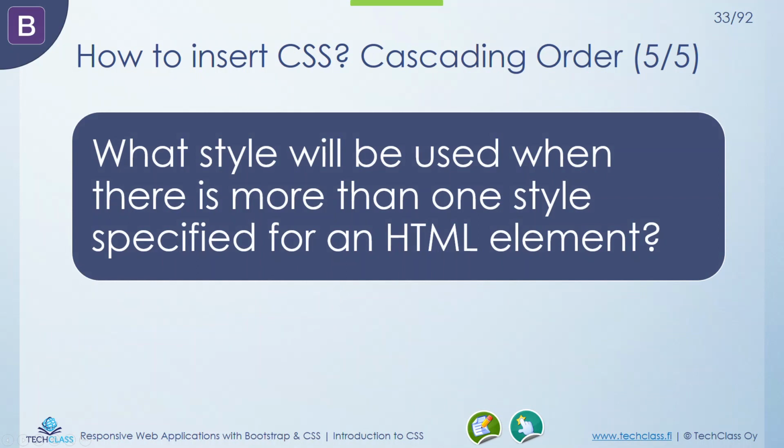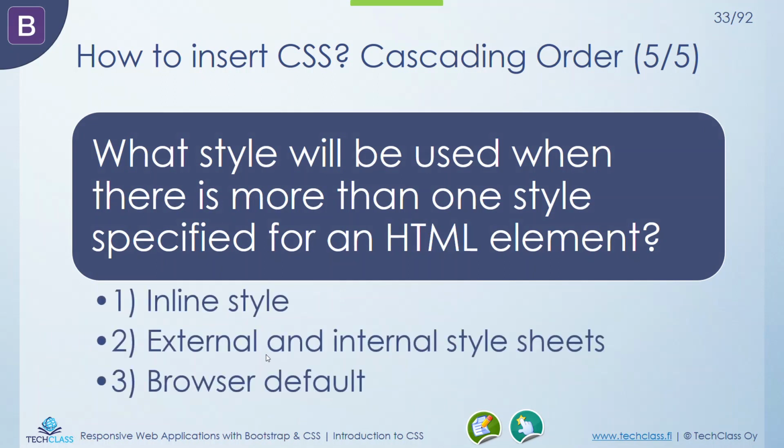So the question is, if you are applying multiple rules in different ways, like external and internal, how are they being applied? The answer is based on this order. The lowest priority is the browser default, because browsers also have some default rules, and then external and internal style sheets, and then inline style. First these rules are loaded, and then the later ones rewrite those rules.